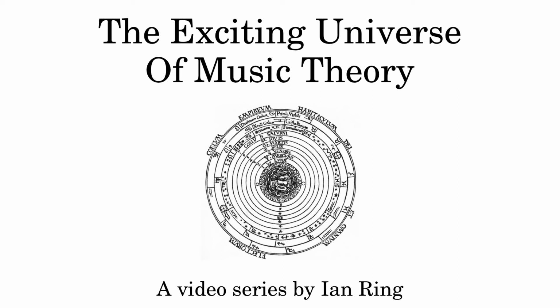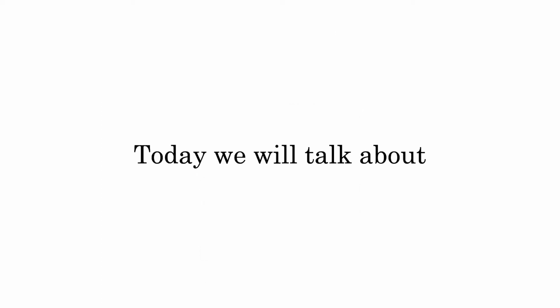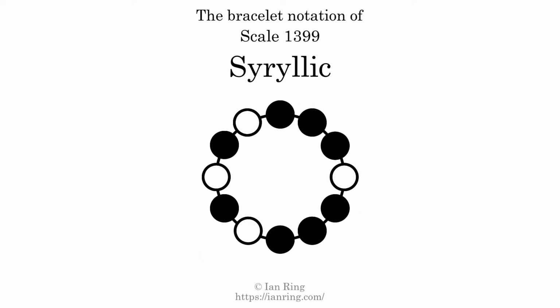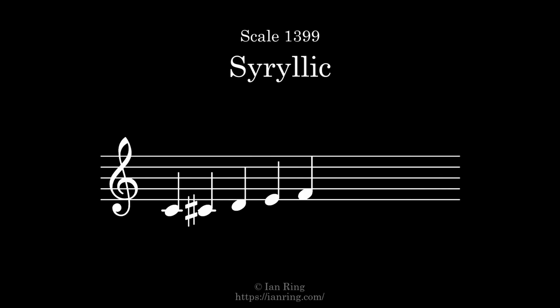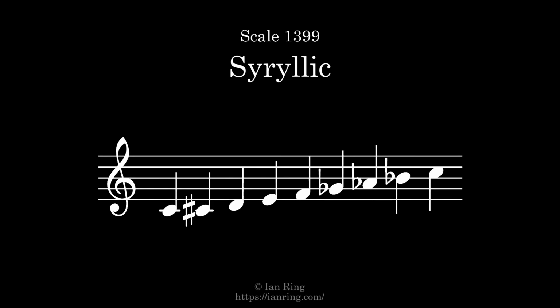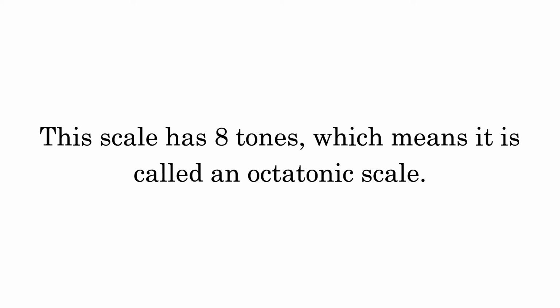Welcome to the exciting universe of music theory. Are you ready to learn? Then let's begin. Today we will talk about scale 1399, Syryllic, which sounds like this. This scale has 8 tones, which means it is called an octatonic scale.